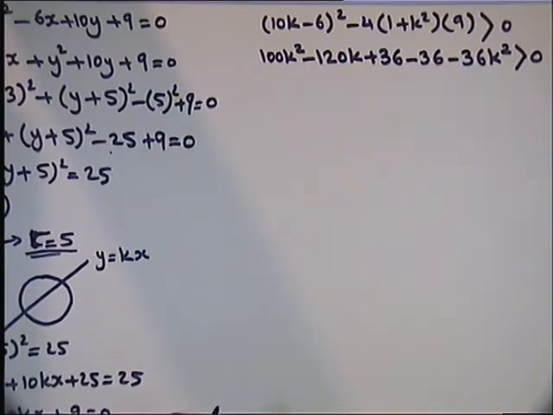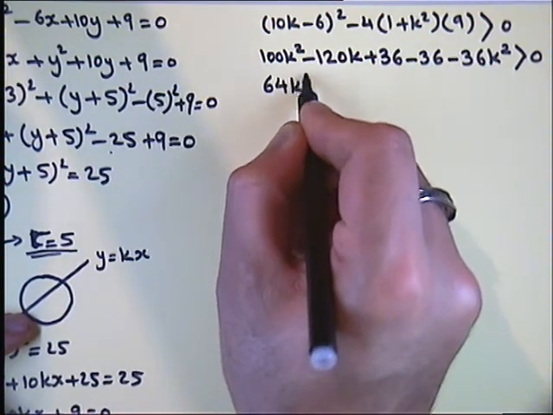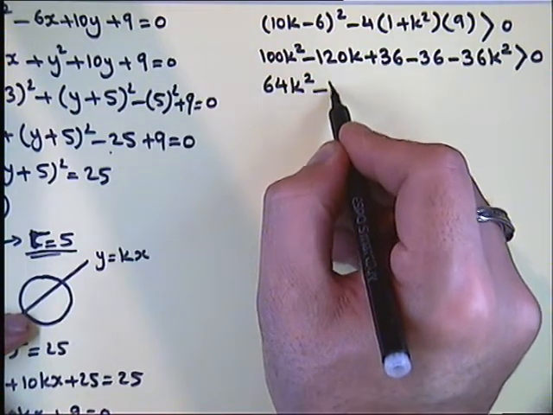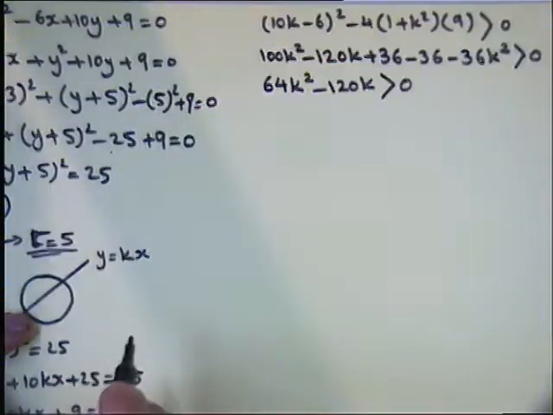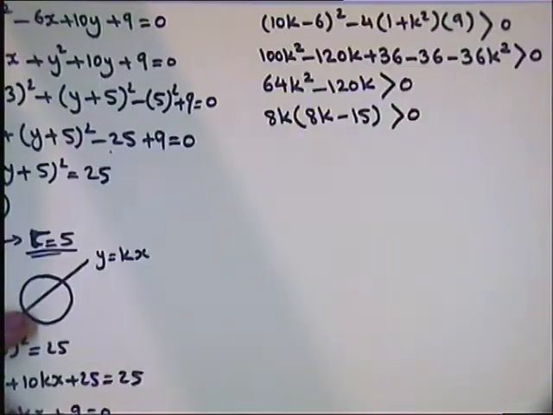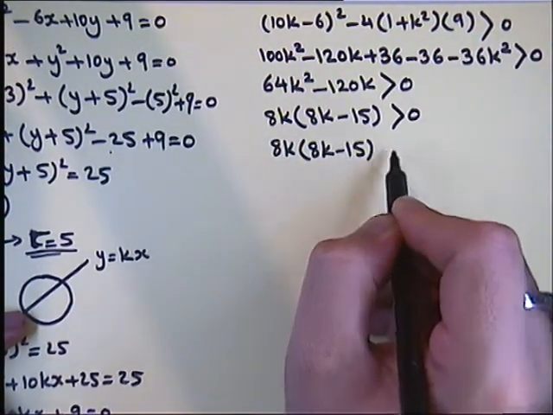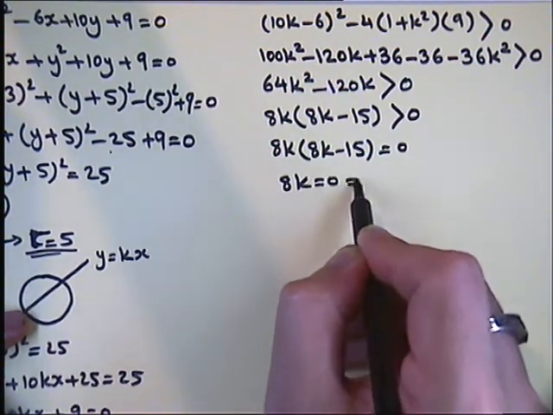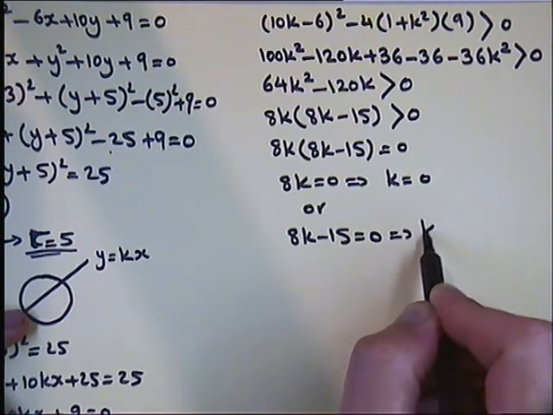Let's simplify a bit further. 100k squared minus 36k squared is 64k squared, minus 120k, and 36 minus 36 is 0, greater than 0. Let's factorize out 8k. You get 8k times 8k minus 15 is greater than 0. If we solve it as an equation, 8k times 8k minus 15 equals 0. So 8k equals 0, which means k equals 0, or 8k minus 15 equals 0, therefore k is 15 over 8.